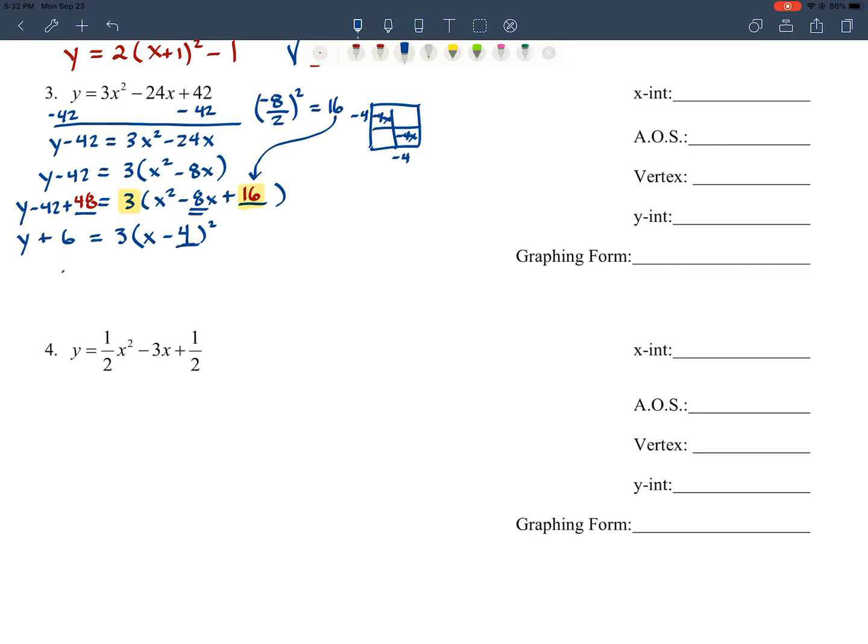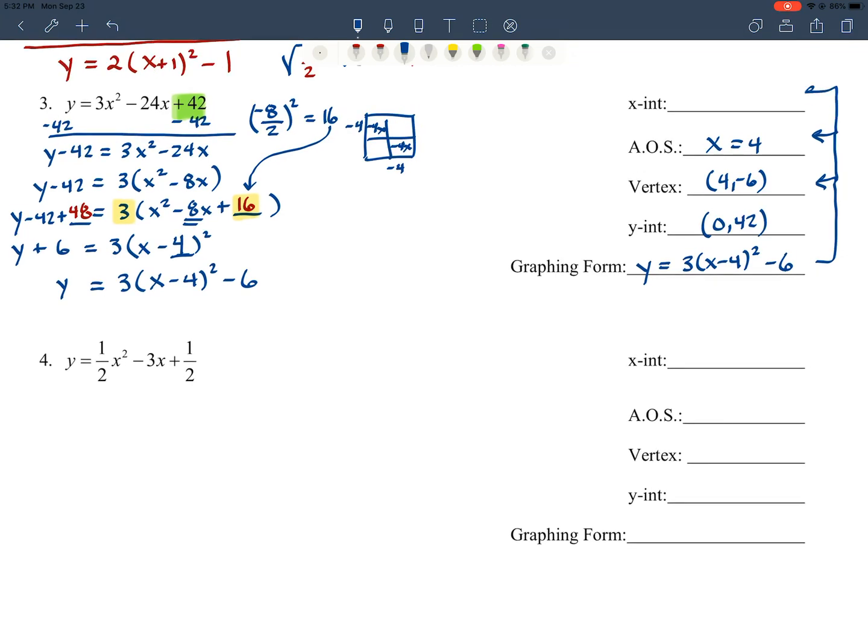And then the last step, go ahead and subtract k from each side, so we get y is equal to 3 times the quantity of x minus 4 squared minus 6. From there, vertex would be 4, negative 6. Axis of symmetry then would be x equals 4. The y-intercept comes from over here. We've got 0, 42.